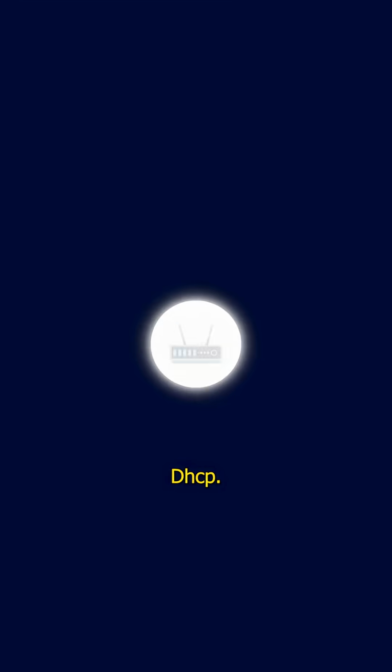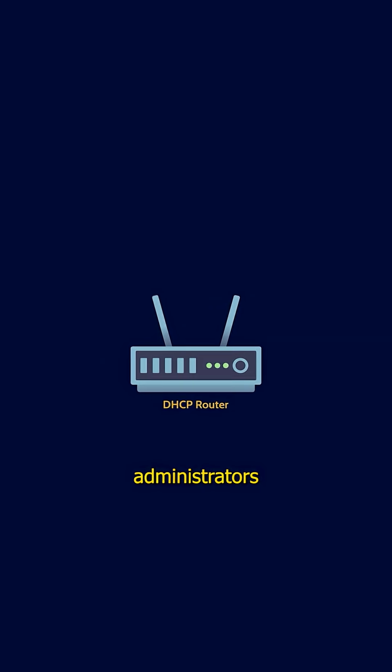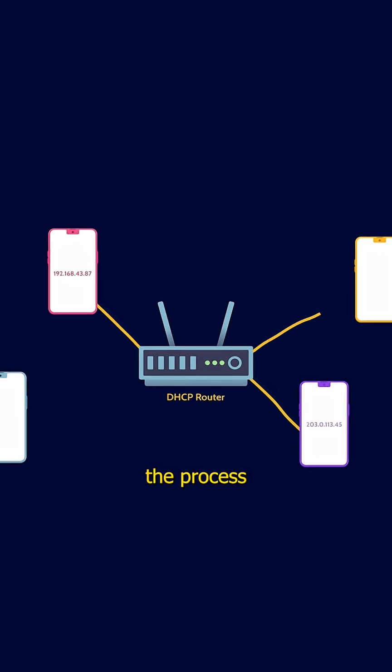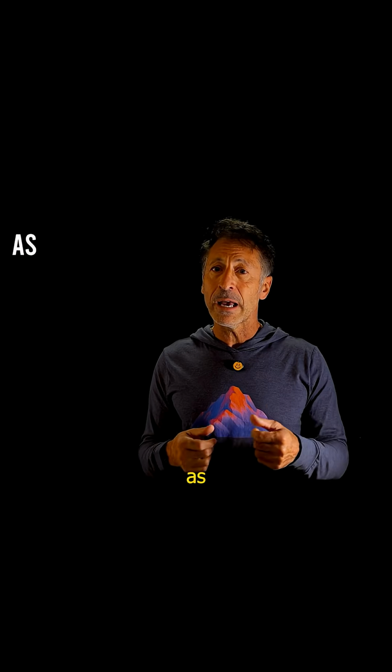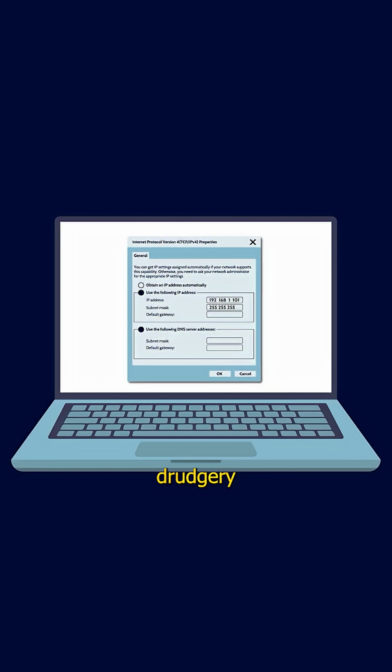Enter DHCP, the knight in shining armor for network administrators everywhere. DHCP automates the process of assigning IP addresses to devices as soon as they connect to the network, sparing us all from the drudgery of manual configuration.